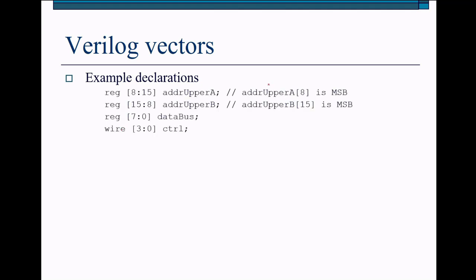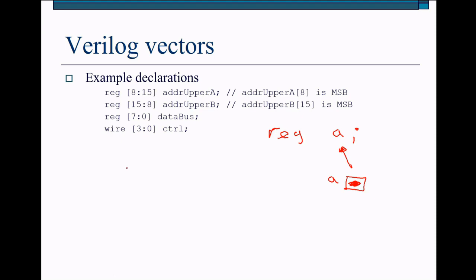If we contrast this, for example, with a declaration for a scalar quantity, here A is a reg variable and can store a single bit and is labeled with the identifier A. So we can only store a single bit inside this space here.